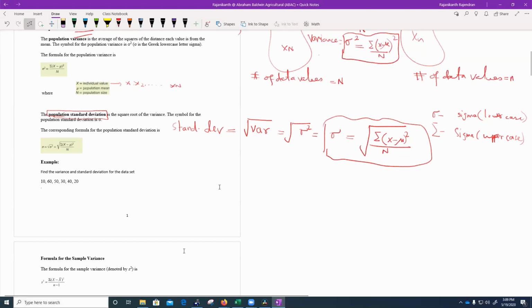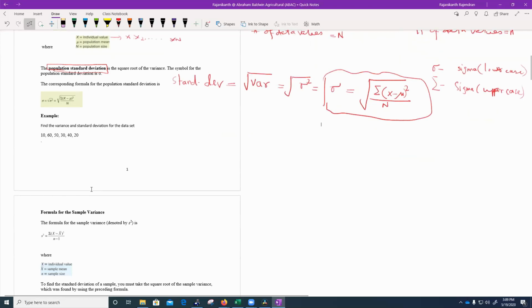So let's do this problem. Find the variance and the standard deviation for the data set. Okay, so I'm going to find the variance and the standard deviation. I'm going to use the variance formula. For variance we use sigma squared. What is that formula? The summation of x minus mu, squared, over n, right?